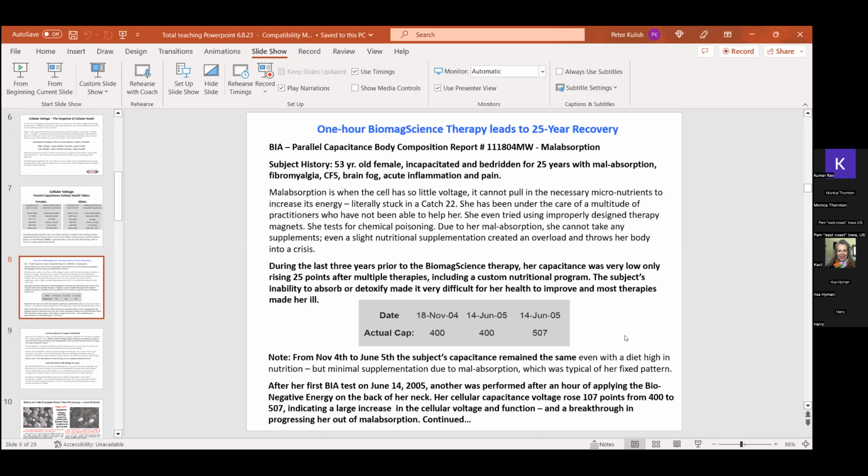And as you see in the center, they were tested in November, and then in June is when we worked with her. They were tested that day. They hadn't changed. They were still 400 picofarads. And then an hour after applying the magnets, they went up to 507, which is just remarkable. I mean, you never see that kind of incline, even in a specialized diet, a years-long specialized diet. It's just quite remarkable.